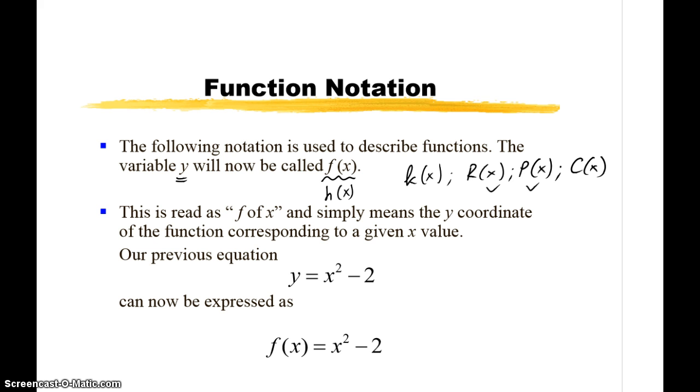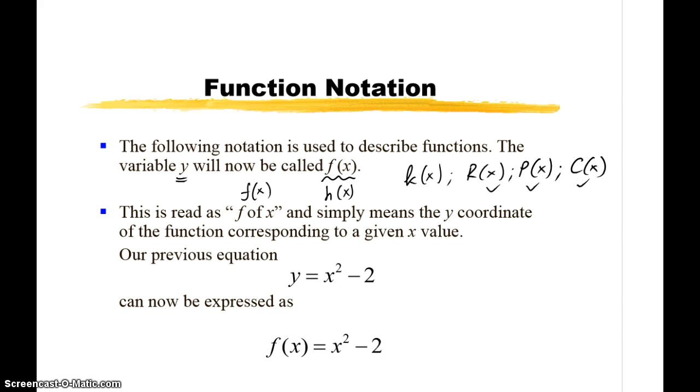You will see r of x, p of x, and c of x used quite often for revenue, profit, and cost. Anyway, so f of x is denoted f parentheses x, and simply means the y coordinate of the function corresponding to the given x value. So in our previous equation, y equals x squared minus 2, this can now be expressed as f of x equals x squared minus 2.